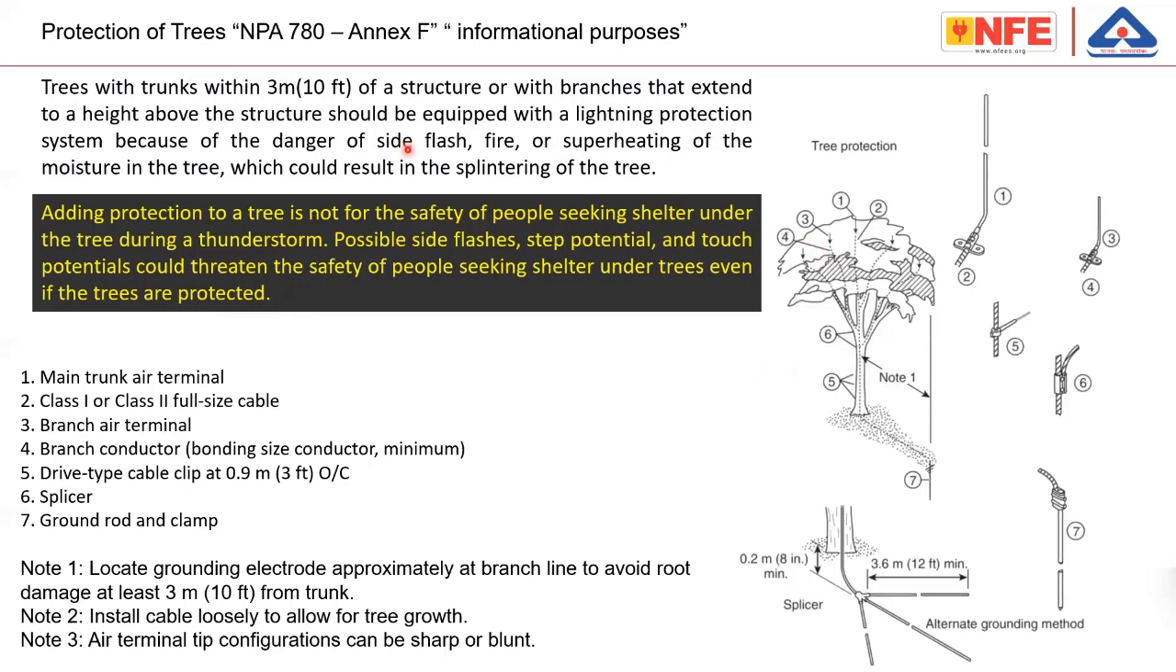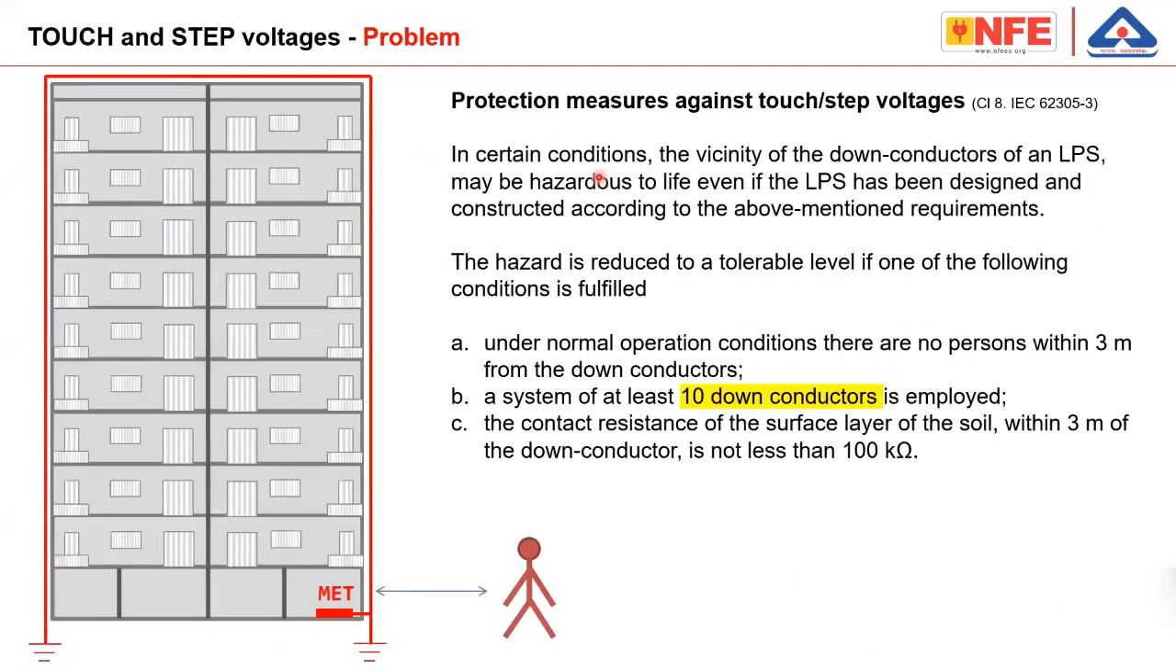You can protect a tree by making a conductor through the tree. Of course, every year, as the tree grows, you have to modify the connections accordingly. So this is a recommended method in NFPA 780 for protecting the tree. If you have tall trees near your house, this is probably a good measure, but not to protect people. And please note that it is not included in the IEC standard or in the Indian standard.